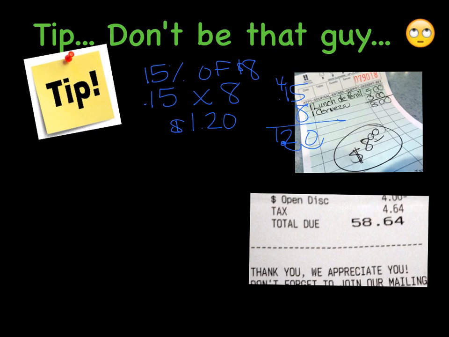So you add $1.20 onto your $8 bill. So you would pay a total of $9.20. The restaurant keeps the $8, your waitress keeps the $1.20. Okay, now let's look at the other example.